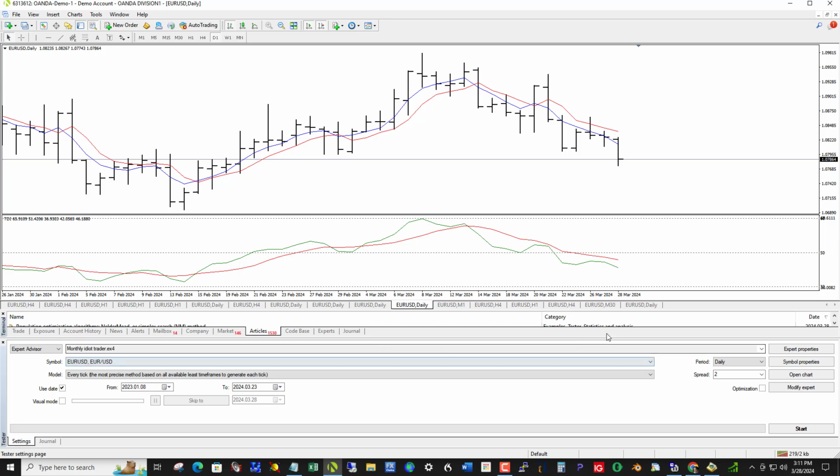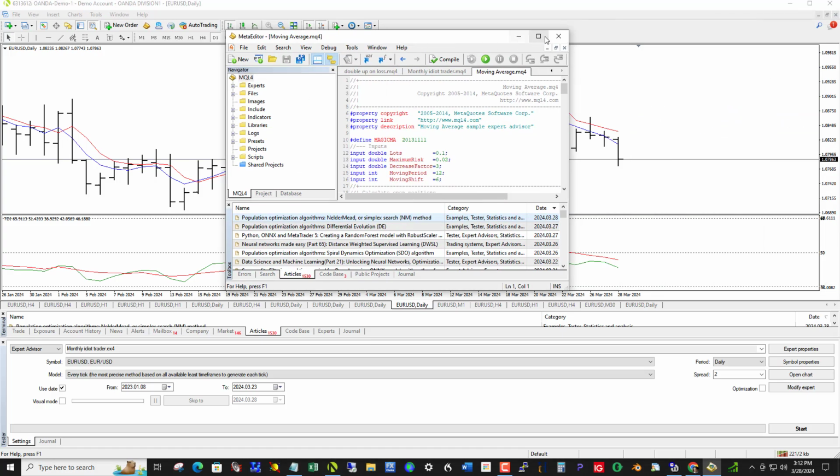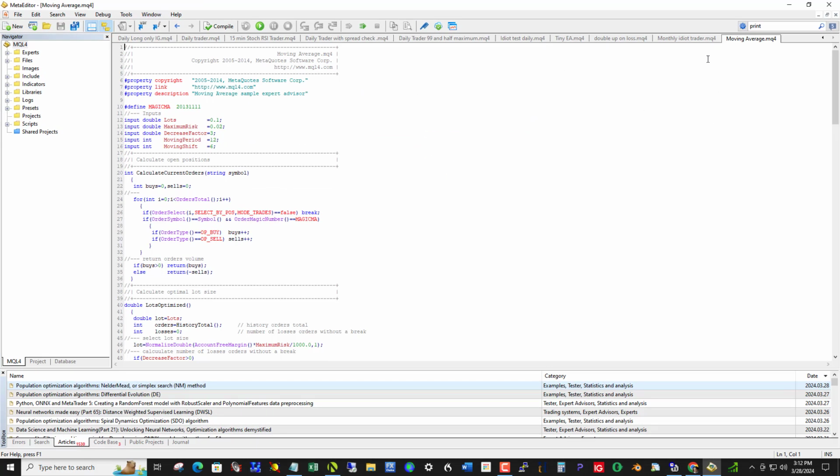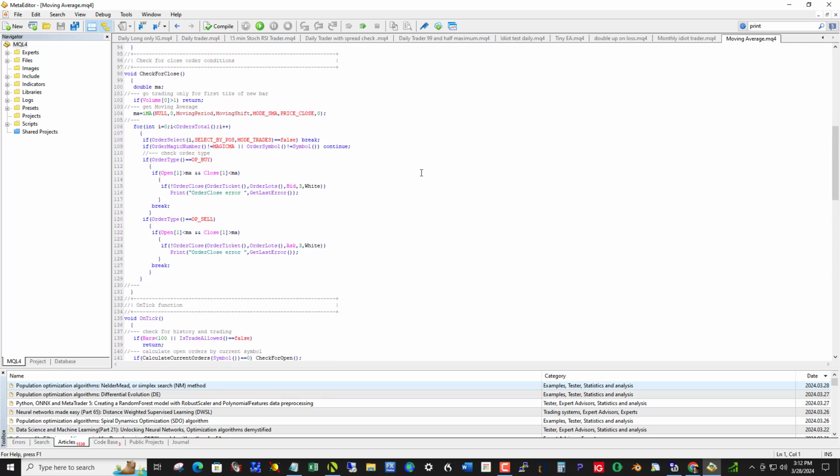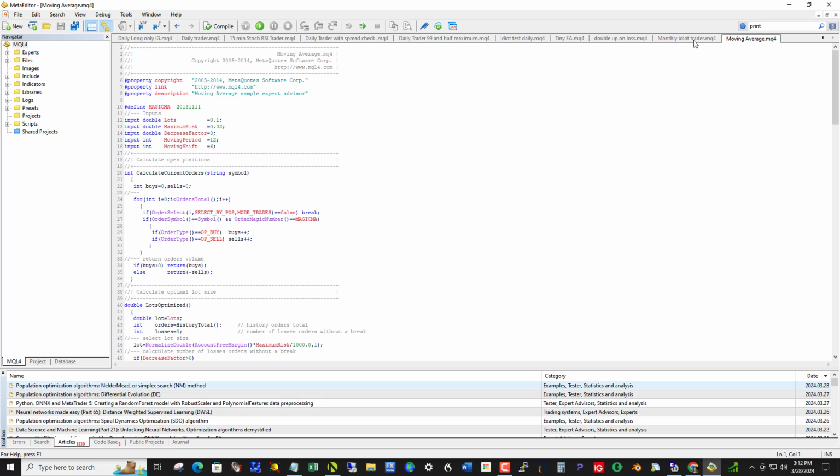I asked Chat to code up an algo trading robot based on this. And what I decided to do is, rather than have the robot try to code the whole thing from scratch, I just plugged in the moving average MQ4 file that comes with every MetaTrader platform. And here's the code for a regular moving average EA.